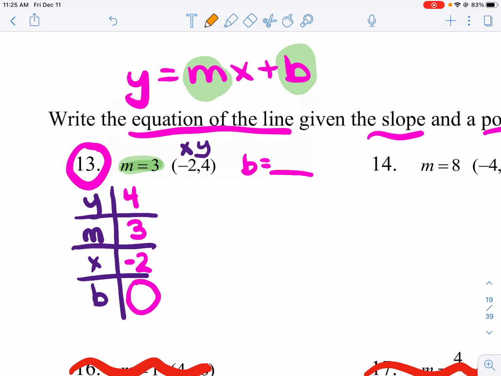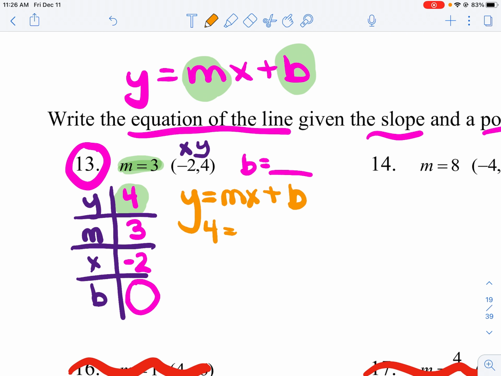Now we're going to substitute in y equals mx plus b, and we're going to use this table. Instead of putting in y, I'm going to put in 4. Instead of putting in m, I'm going to put in 3. And again, I'm going to use parentheses to help me keep organized here. Instead of putting in x, I'm going to put in negative 2. And I'm going to do plus b.